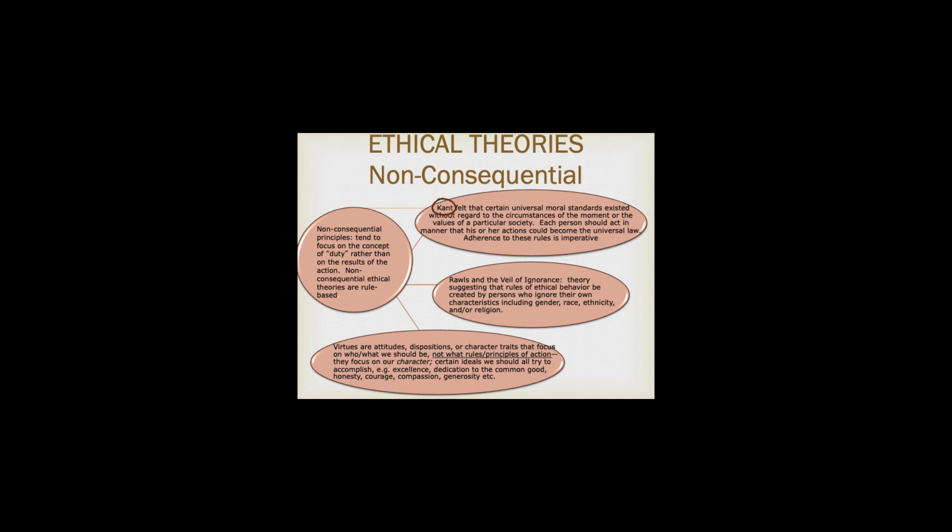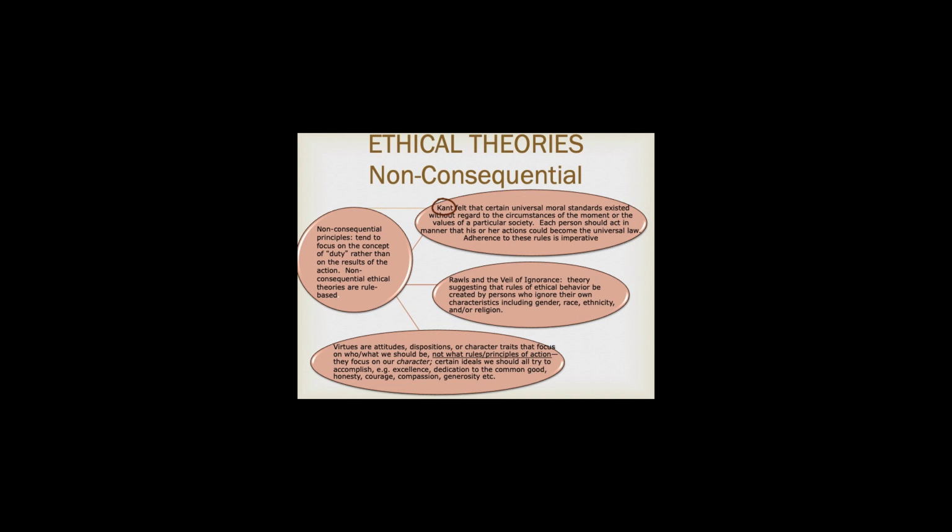Each person should therefore act in a way that his or her actions could become universal law, and adherence to those rules is imperative. So if you believe that you are a generous person, then you're a generous person in every context, in every situation, and that's how you analyze whether you're acting ethically or not. If loyalty is a universal moral standard and you want other people to act more loyally, then that loyalty trumps everything else. It doesn't matter what the consequences of that loyalty might be.